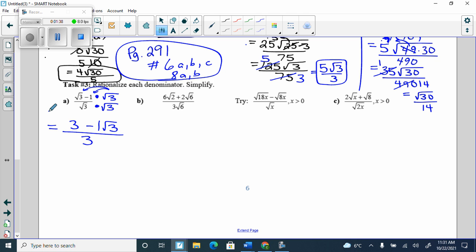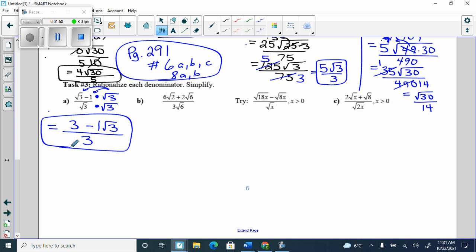Now, the only way I can take a number out is if I can take it out of every single number in front of the radical or number by itself. So I have a 3, a 1, and a 3. Can I take something out of those? No. Done. Box it.